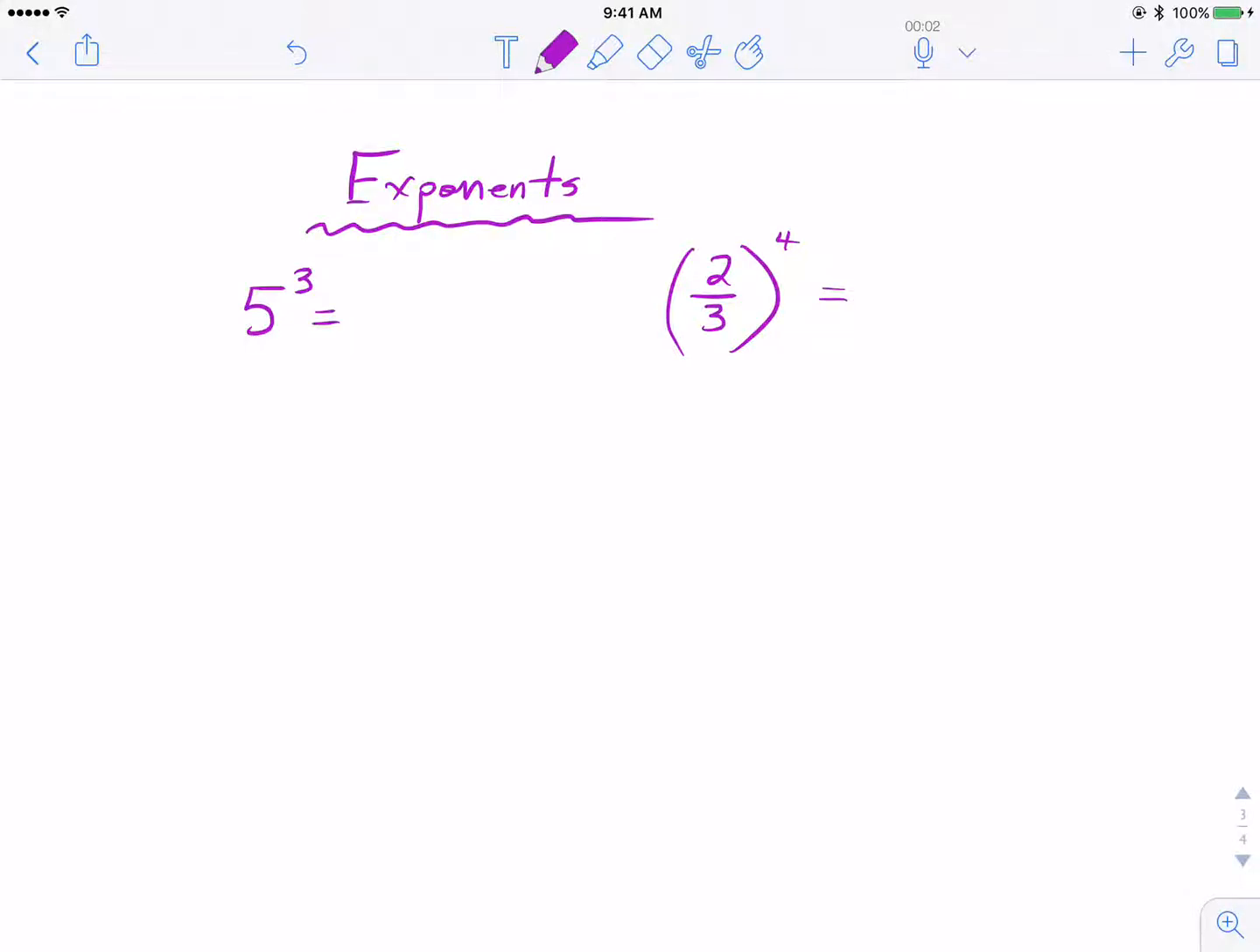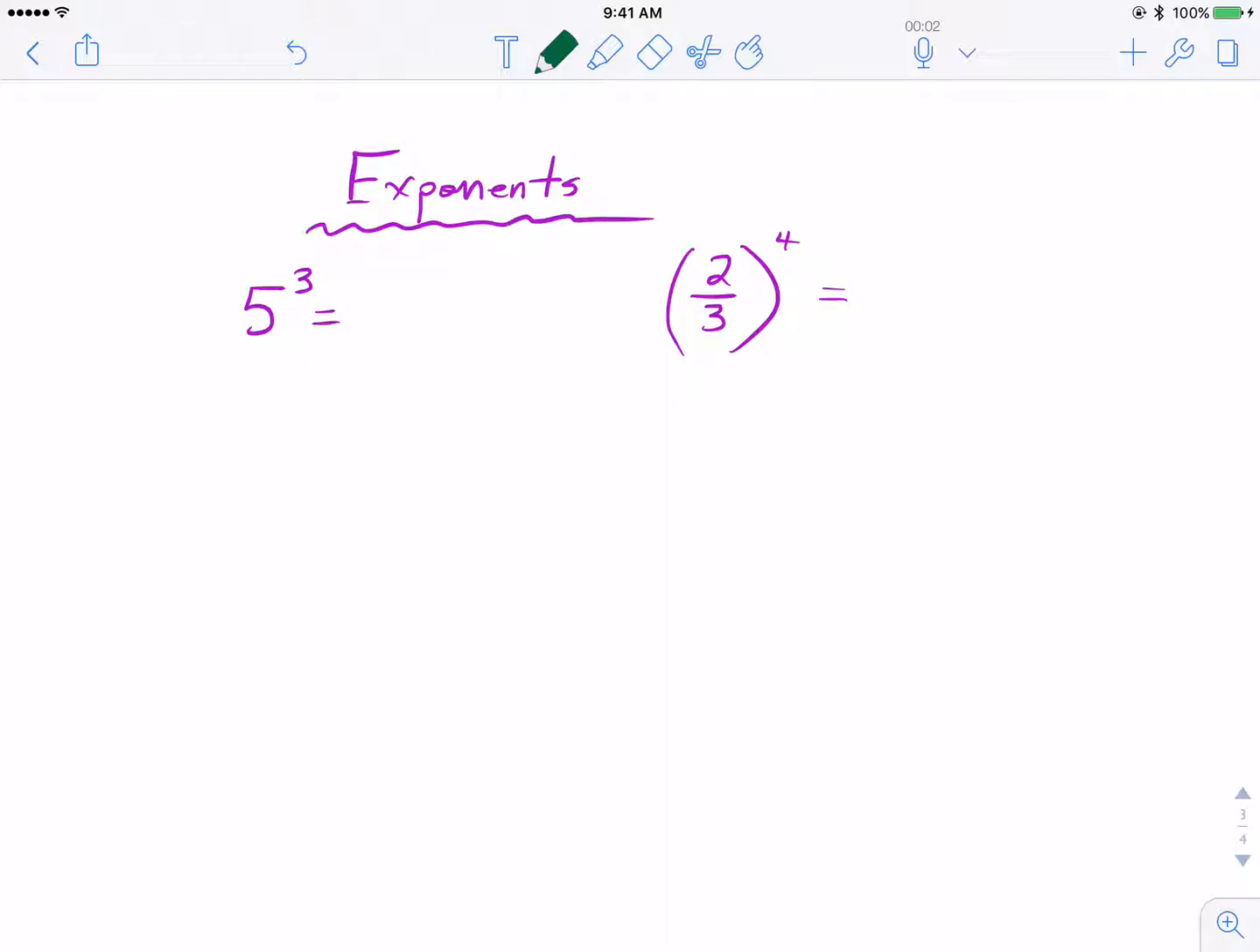Hello, in this video we're going to be taking a look at evaluating exponents. This is a topic that can be connected to order of operations problems, evaluating problems, anything along those lines, basically anything relating to number sense or number operations. So, exponents, we're going to start with 5 to the third power.